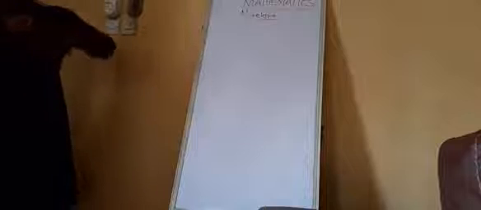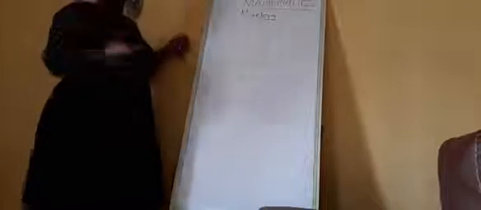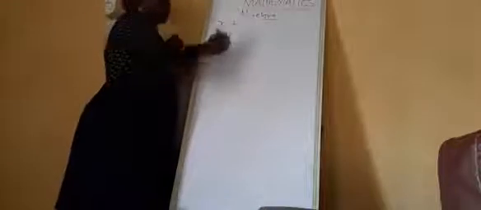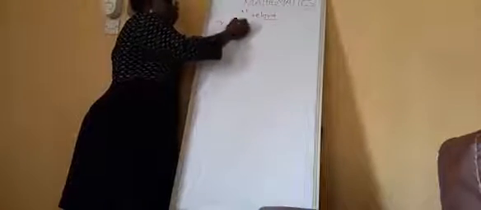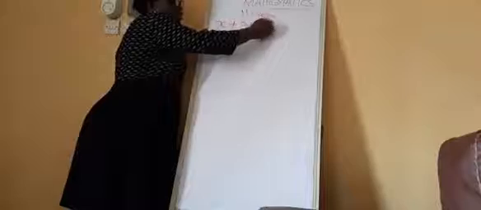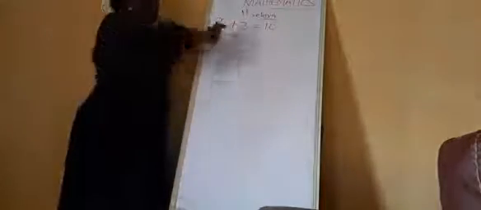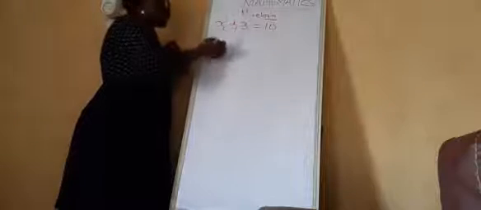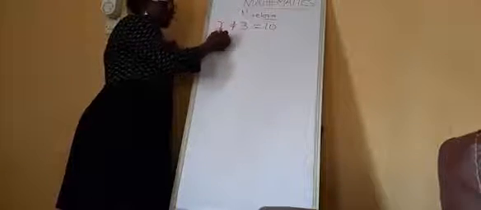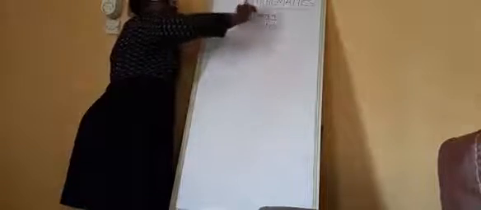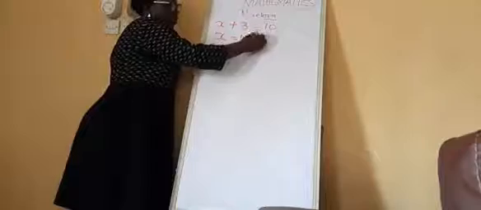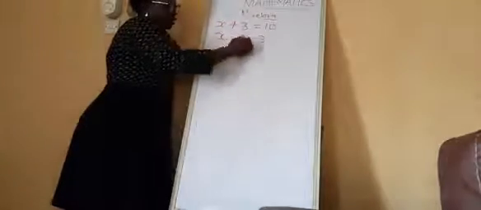Now, let's try to interpret it. I am thinking of a number. Let x represent the number. If 3 is added, plus 3, the result is 10. So when you take this one to the other side, what will be the answer? You just write x. If you are taking this one to the other side, the plus will change to minus. So you have 10 minus 3. So x is equal to 7.